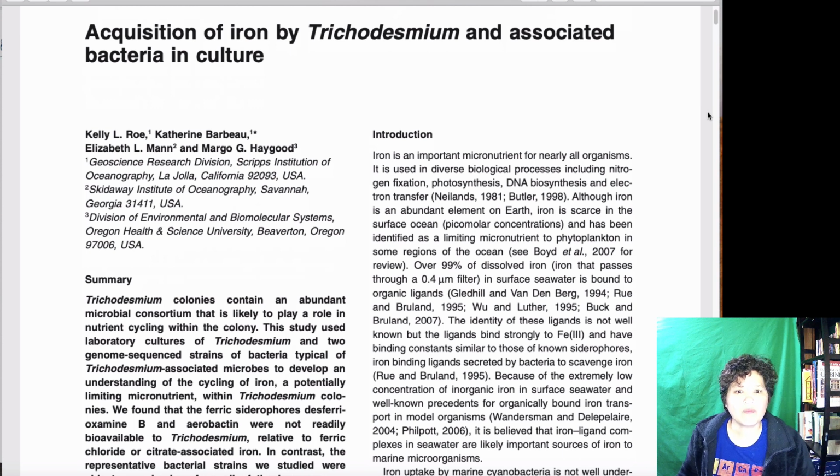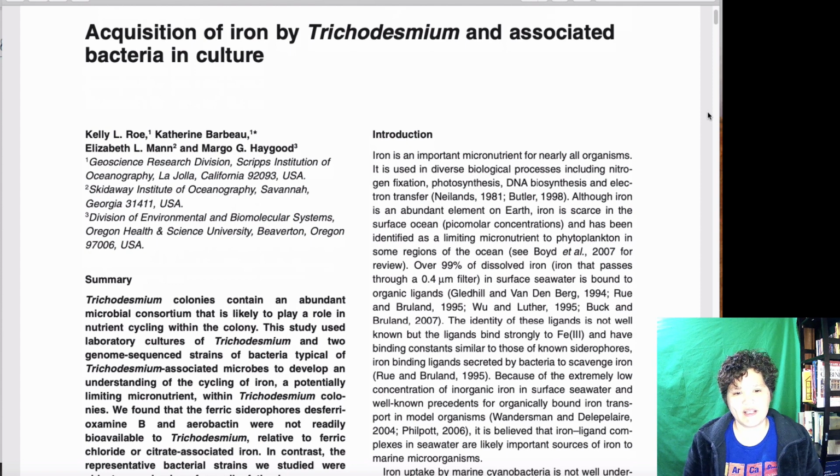Iron is an important micronutrient for nearly all organisms. Notice how they start straight out by saying important. Why is it important? Now they go into detail. Notice that they're not just saying it's important, they're backing that up with specific facts. It is used in diverse biological processes, including nitrogen fixation, photosynthesis, DNA biosynthesis, and electron transfer. And there are your references.